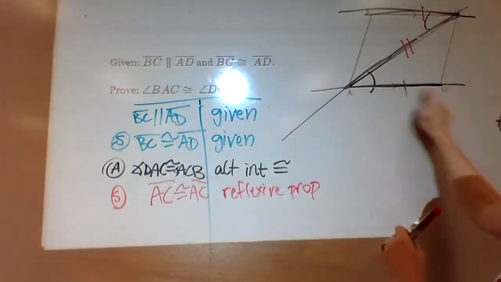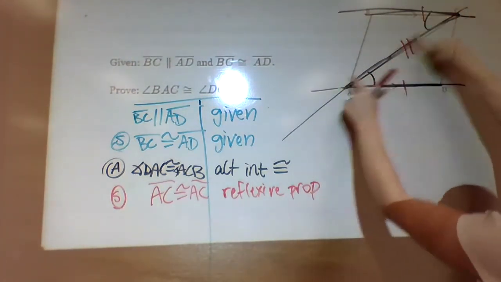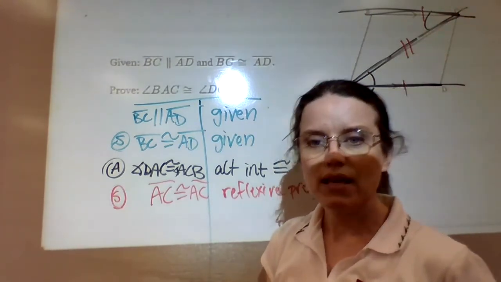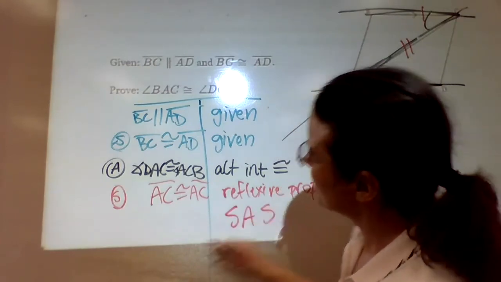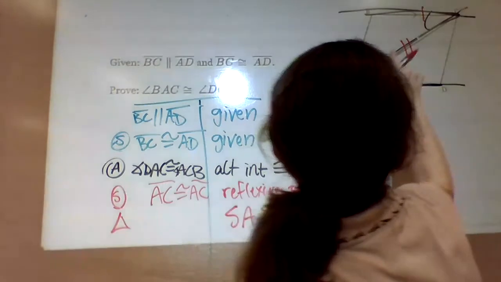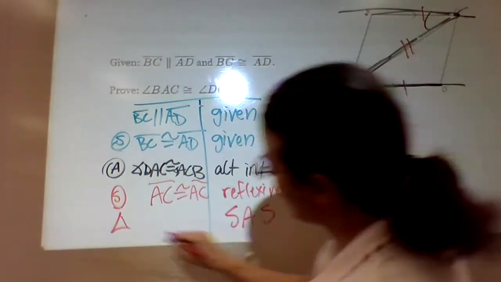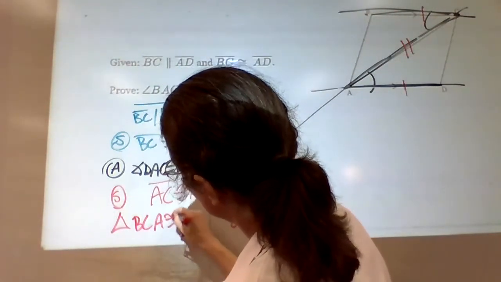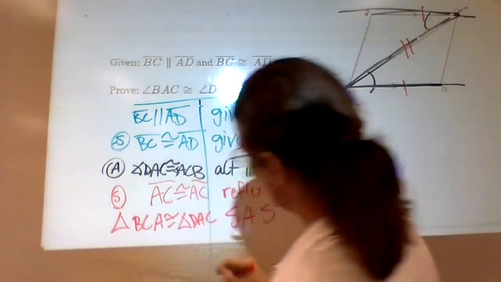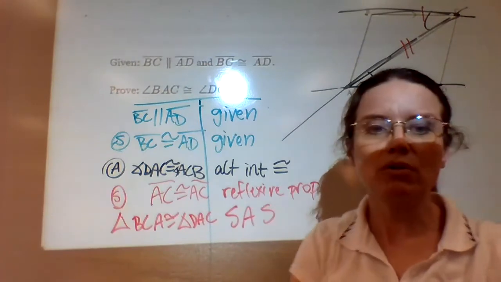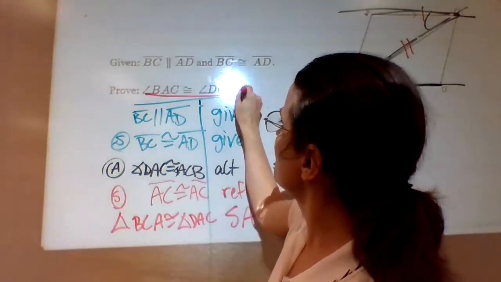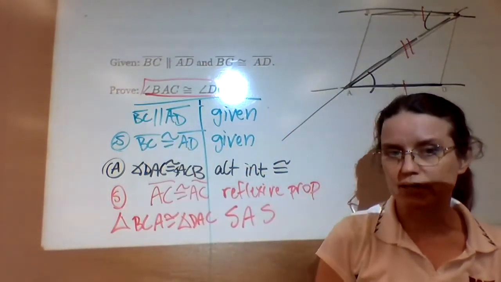Well, now I have a side and another side, and the angle between them being congruent. And so if I have a side and an angle and a side congruent, I can say that triangle, let's try triangle BAC, let's go BCA, is congruent to triangle DAC by side angle side. You're saying, well, hold on, wait a minute. That's not what I was told to prove. I was told to prove just that the angles were congruent.